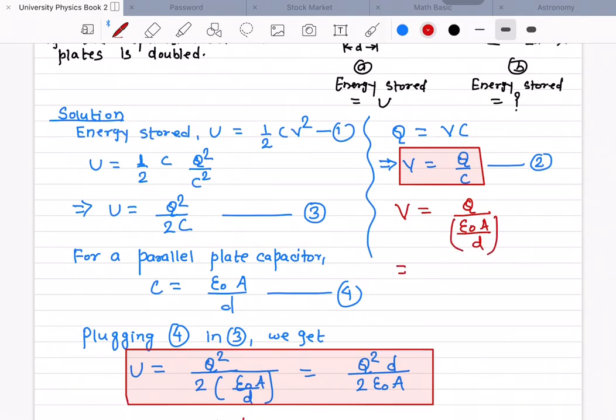So I can simplify V as Q over epsilon naught A times D. This is again a very remarkable thing. Q is constant, epsilon naught is constant, A is constant, but D is variable. So if we double the gap, the V, the potential difference between the plates, will also double.